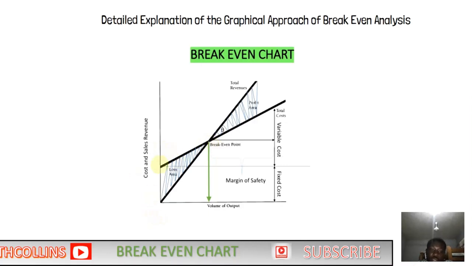And this is the total cost line. The total cost line consists of the fixed costs and the variable costs, and they make up the total cost line. And the sales revenue is the sales of products or goods. So that is the break-even point.